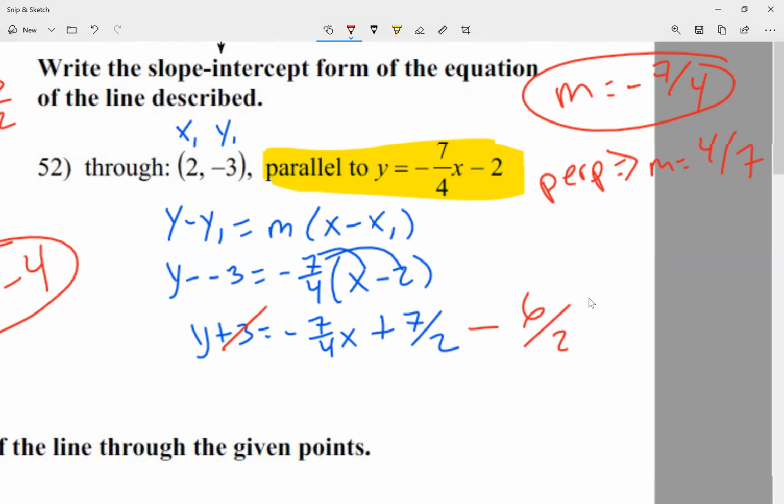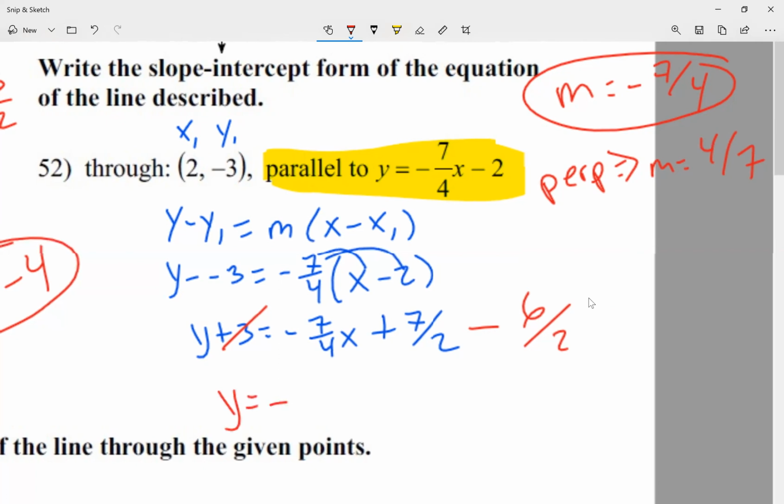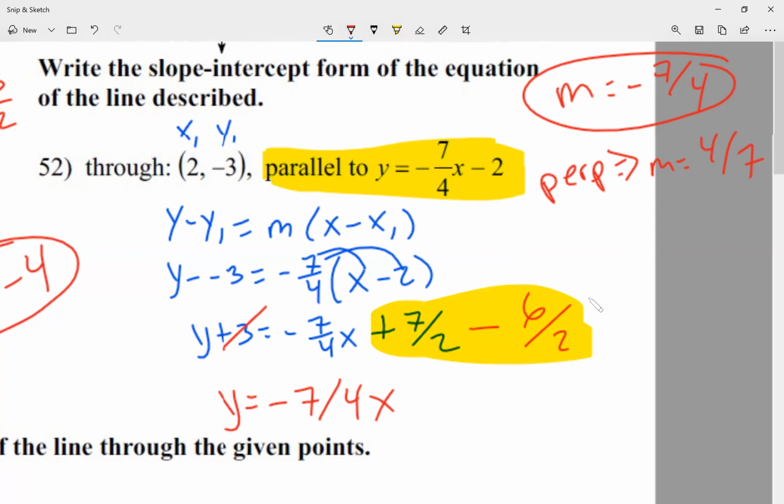So now here, let me write this as y equals -7 over 4x. Let me combine these two terms. I have to have a 2 at the bottom, right? I'm just combining the top, positive 7 and a negative 6. Isn't that positive 1? So I have y equals negative 7 over 4x plus 1/2. That's it.